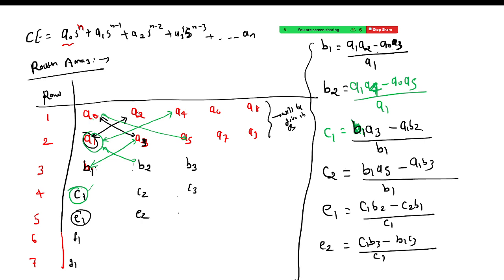So we have calculated the value of E1, E2. Now we can calculate the value of F1. F1 is equal to what? E1 C2 minus C1 E2 divided by E1. So I can write F1 is equal to E1 C2 minus C1 E2 divided by E1.